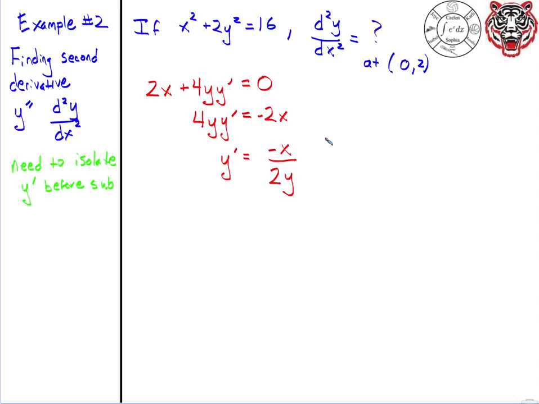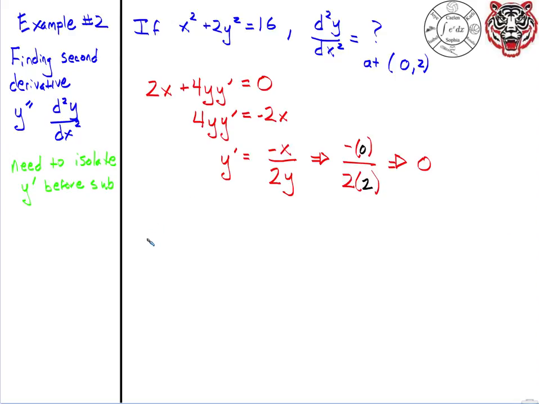So this turns into a negative, subbing in there, over 2, subbing in there. And we're plugging in our 0, plugging in our 2. This becomes 0. Why did you say uh-oh? Because I thought there was a 0 on the bottom.